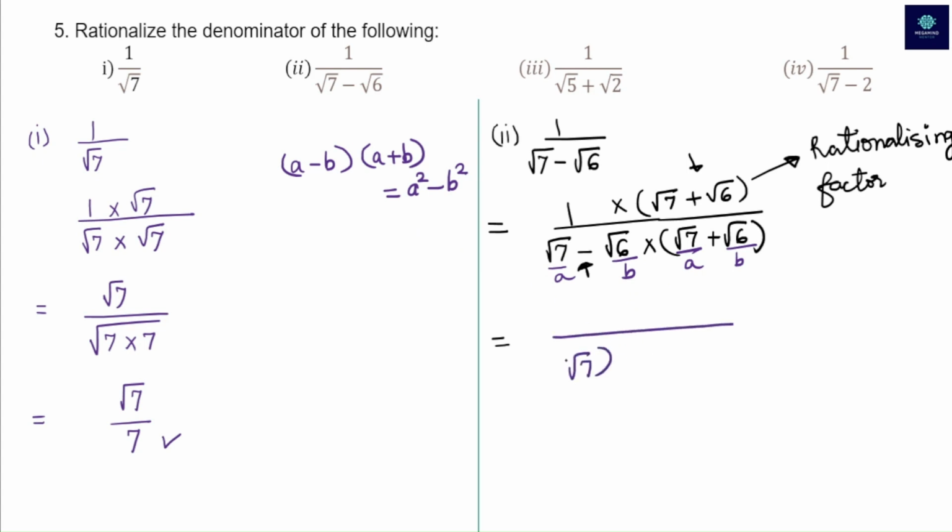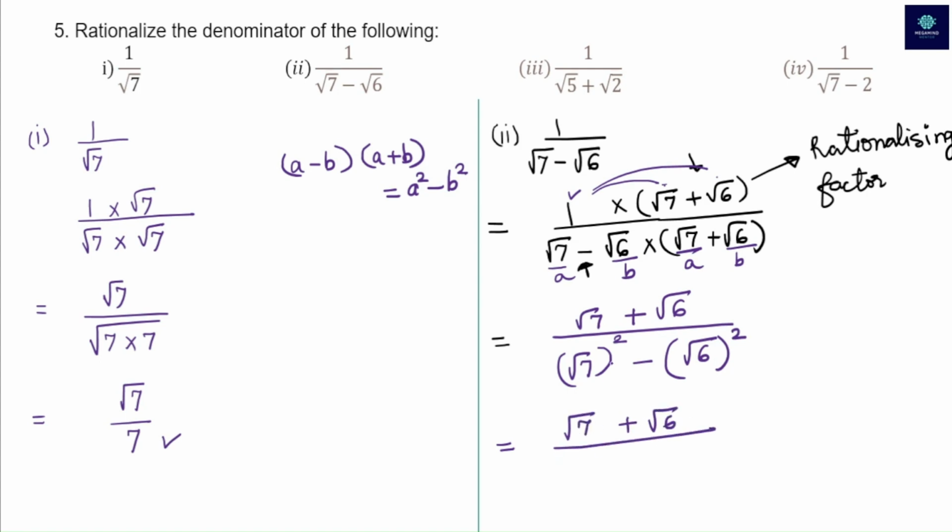So root 7 whole square, which is A square, minus root 6 whole square. And in the numerator, this one gets multiplied with both of these terms, right? So we get here root 7 plus root 6. Now let us solve further. Nothing happens to the numerator, but in the denominator, root 7 square becomes 7, minus root 6 square becomes 6. So we get here root 7 plus root 6 by 1. And 1 is a rational number, so we have rationalized the denominator, or we can simply write it as root 7 plus root 6.